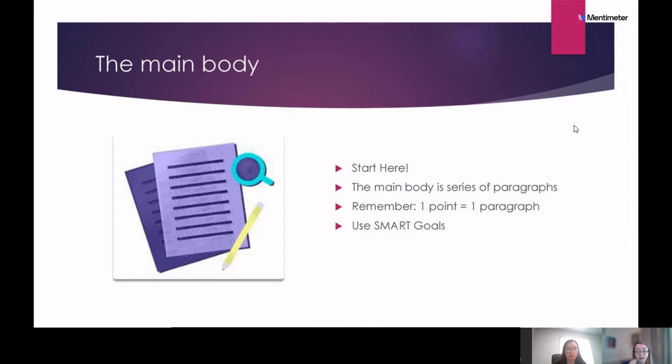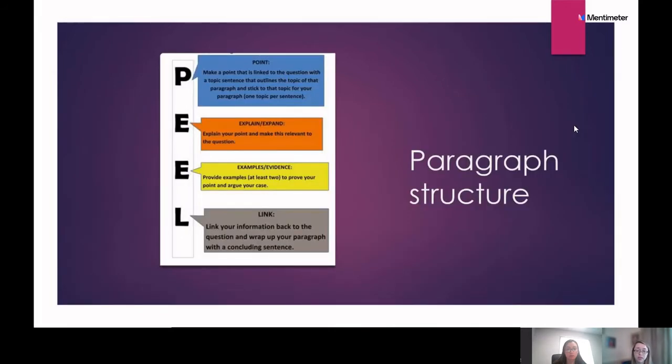And the main body, so start here. I think everybody has their own way of starting an essay, but the main thing is to get your arguments down, and your introduction and conclusion should be relevant to what you've written in the main part. The main body is a series of paragraphs, and remember 1 point equals 1 paragraph. Then you can use the SMART goals, like I mentioned earlier, to plan out what you're going to write in the paragraphs.